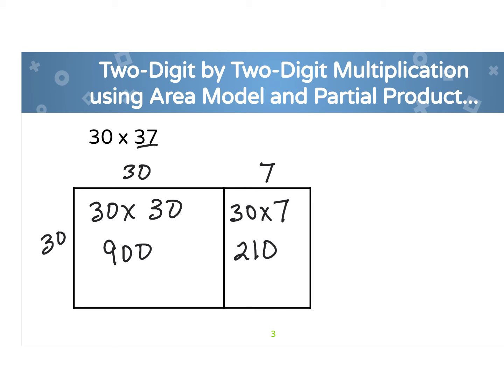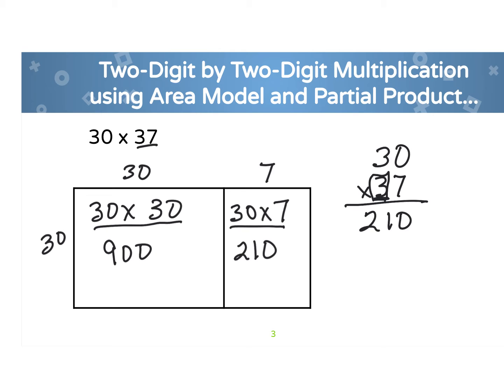Now I'm going to come over here and we're going to think through this in partial product. So over here we're going to have 30 times 37. First I'm going to do 7 times 30, just like I did here. And 7 times 30 is 210. And then I'm going to go over to this 3 right here, and I'm going to think, oh, this isn't really a 3, it's actually a 30, because over here we have 30 times 30, which is 900. So these are my partial products. I'm going to add that together, and we get 1,110.